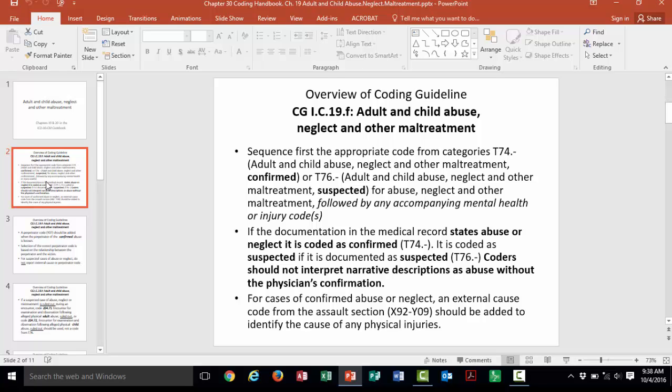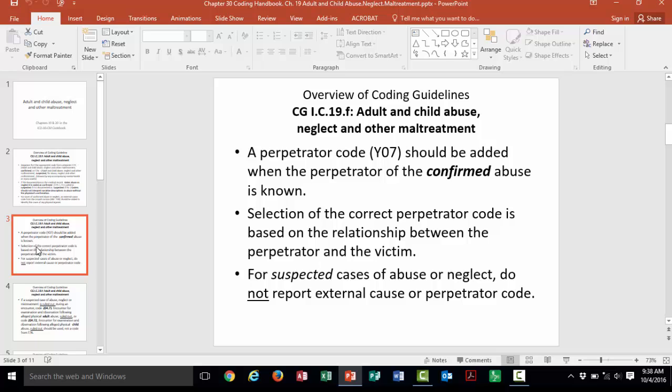And if you have any doubts based on the documentation you're looking at, you need to do a query. For cases of confirmed abuse or neglect, we do use an external cause code from the assault section of Chapter 20. That's X92 through Y09, and that's going to identify the cause of the physical injuries. If the abuse is confirmed, we're going to use a perpetrator code from Y07, and those perpetrator codes are based on the relationship between the perpetrator and the victim. So if you go and look at that category, it's going to say victim's father, victim's mother, victim's brother, other relative. So that's how it builds the perpetrator code. However, if you are coding a suspected case of abuse, you are not going to report any external cause or any perpetrator codes.